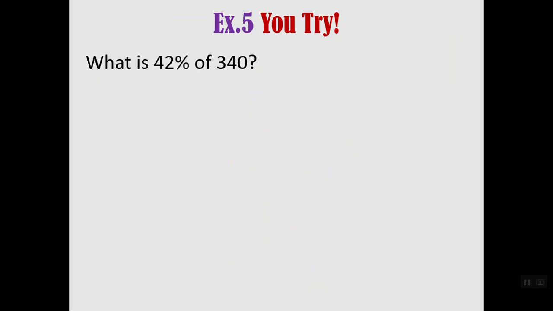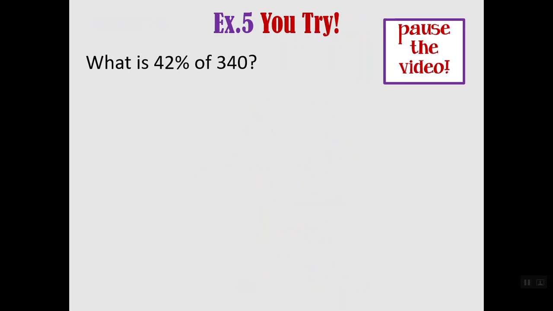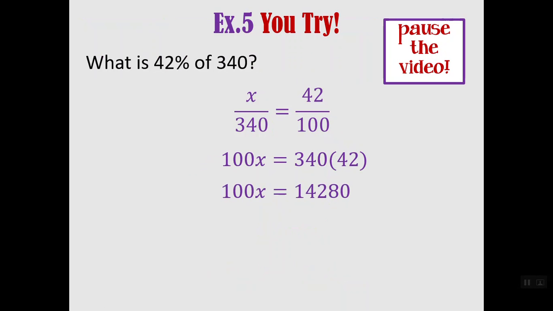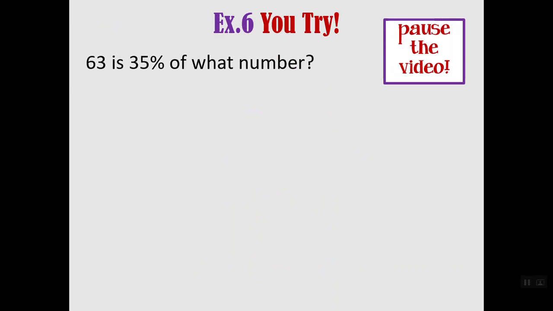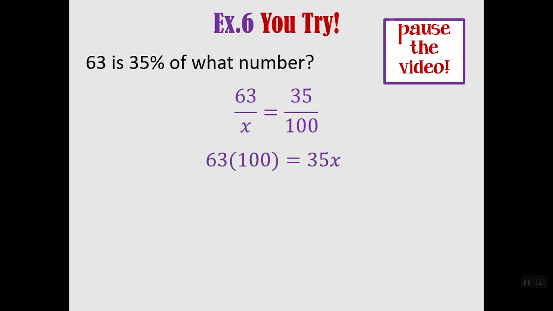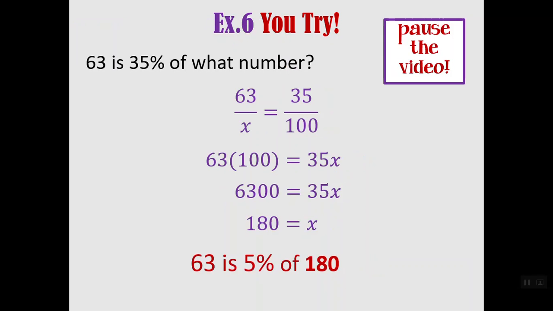Example 5, try another one. Pause the video, give it a shot. All right, let's see how you did. There's our proportion. Cross multiply. 142.8 is 42% of 340. One more. All right, let's take a look. There's our proportion. 63 is 35% of what number? We cross multiply. 63 is 35% of 180.